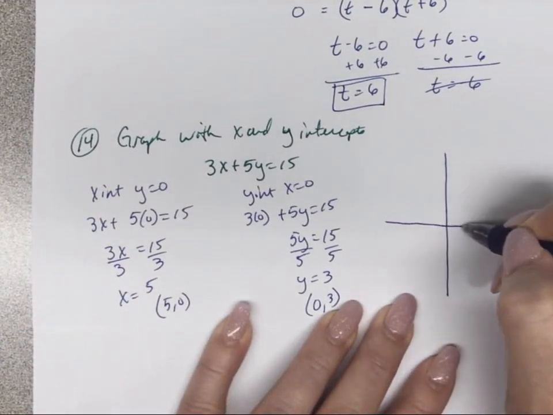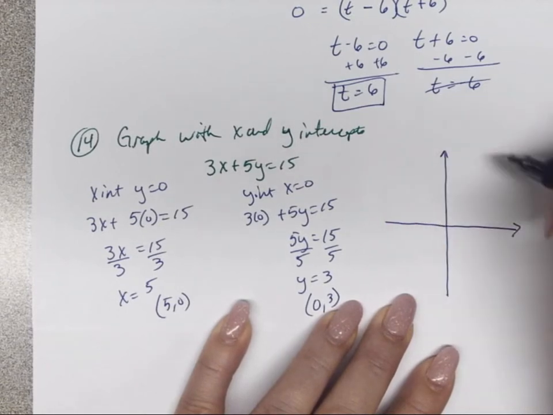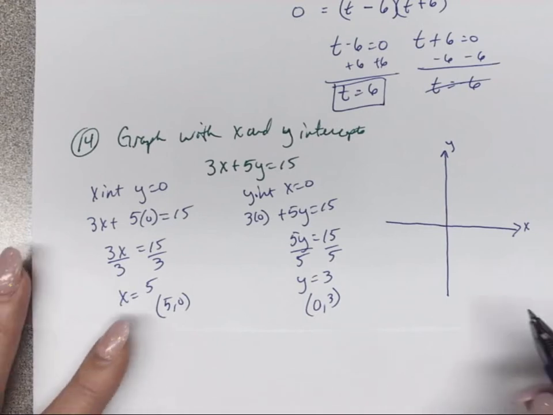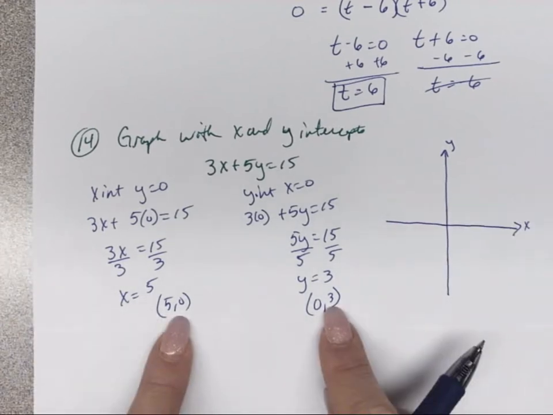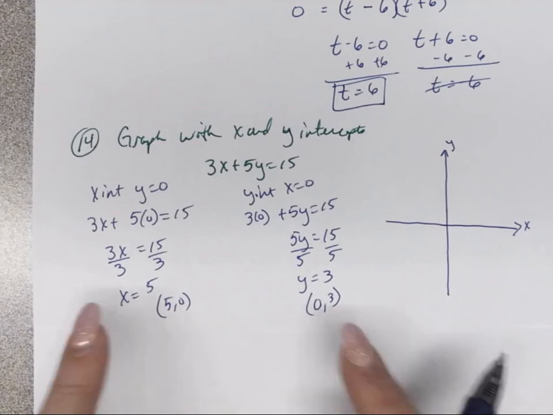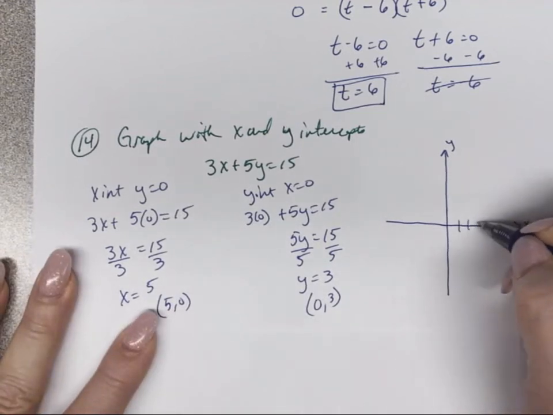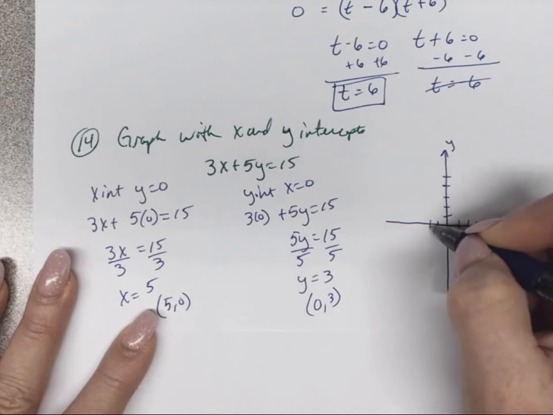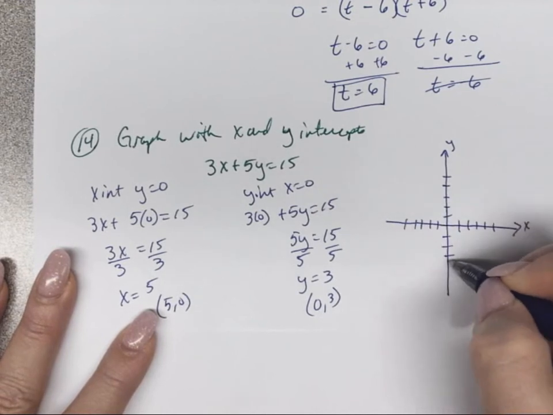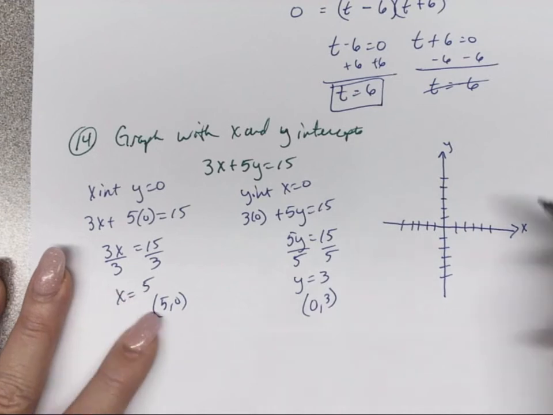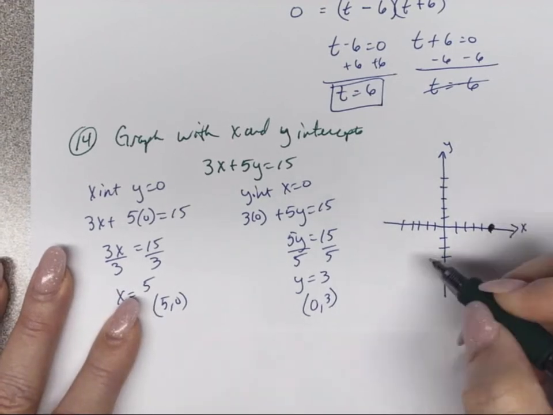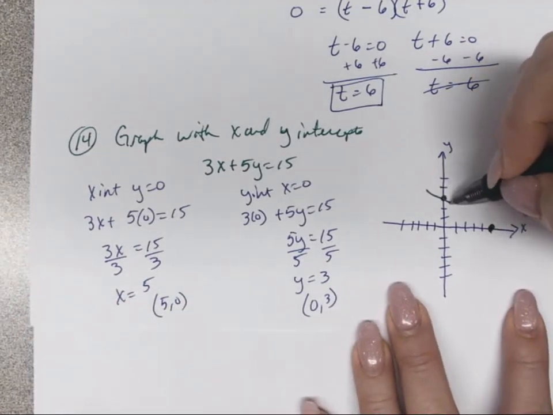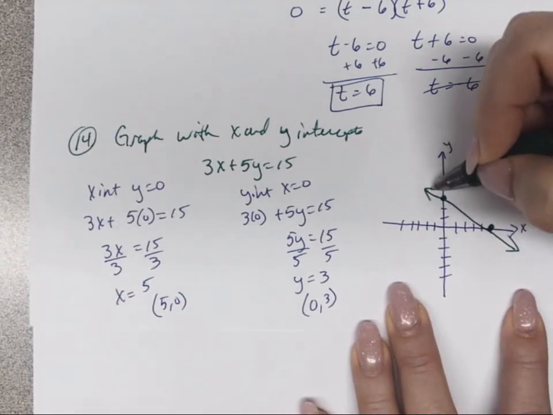Now, we'll come over here and we'll graph x and y. So we've got to have at least 5 hash marks because we've got a high of 5. So 1, 2, 3, 4, 5. 1, 2, 3, 4, 5. And so we're graphing x-intercept at 5, y-intercept at positive 3. So plot your 2 points and draw your line.